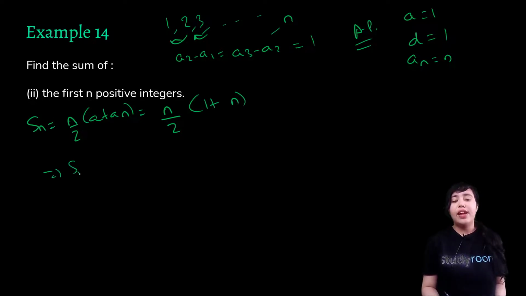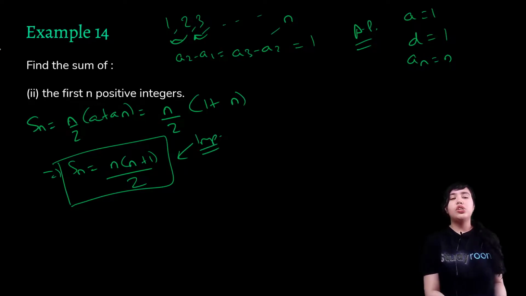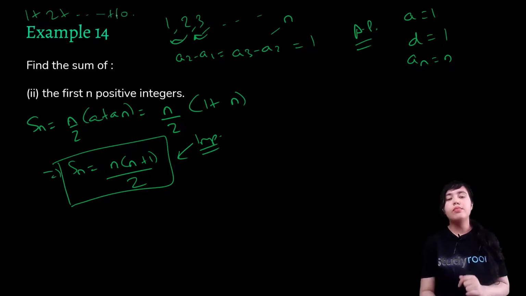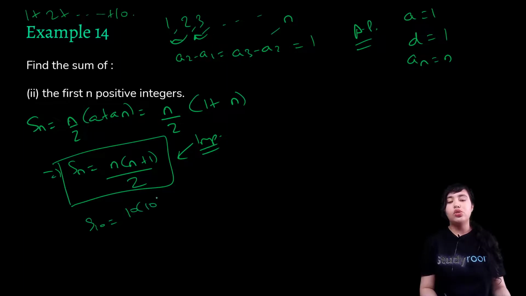So this is actually a very important result, that Sn is equal to n(n+1)/2 if you want to find out the sum of the first n positive integers. Why this result is so important is because if I ask you to sum up all the digits which fall between 1 and 10, like 1 plus 2 plus 3 going on till 10, it will take you some time to count. But if you make use of this formula with n equal to 10, you can directly say S10 is equal to 10 into (10 plus 1) by 2, and that is 55.